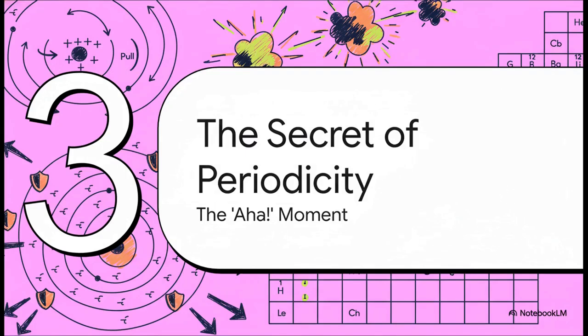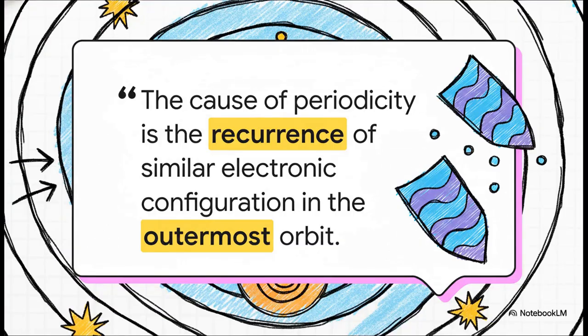Which brings us to the big question in Section 3, the secret of periodicity. Why do these properties repeat? Why are all the elements in Group 1 so similar? Get ready, because this is the real aha moment of the whole topic. And there it is. The secret is that properties repeat because the pattern of the outermost electrons repeats.